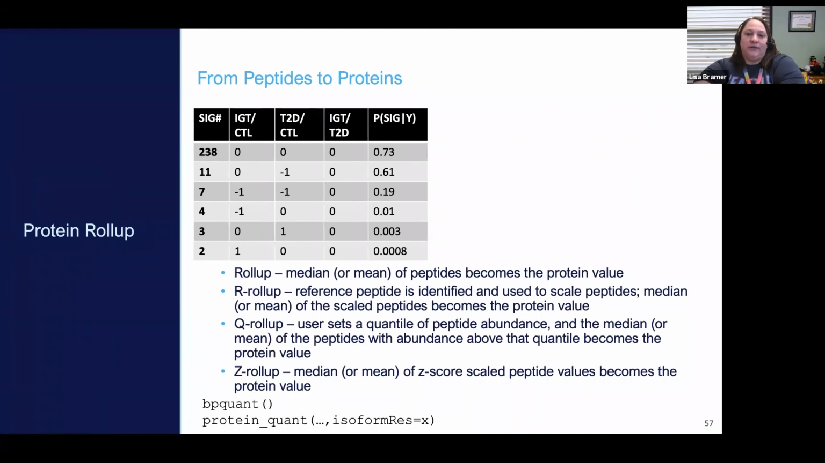So in this case, BP Quant would say you have 2 proteoforms. It would use the 238 peptides to quantify one protein or proteoform, and it would use the 11 others to quantify a different one. Same protein, just a different proteoform.